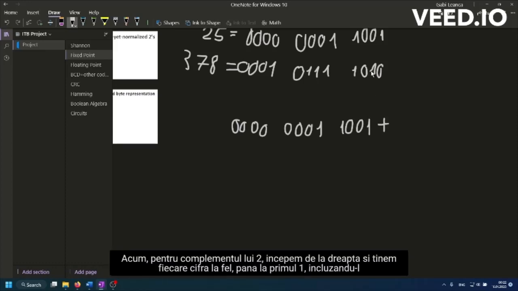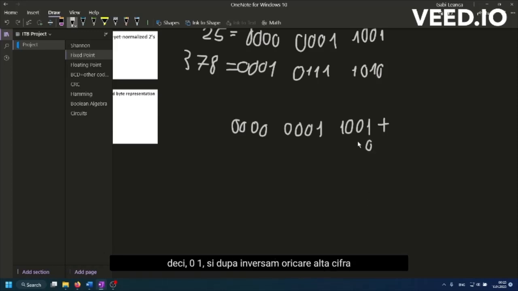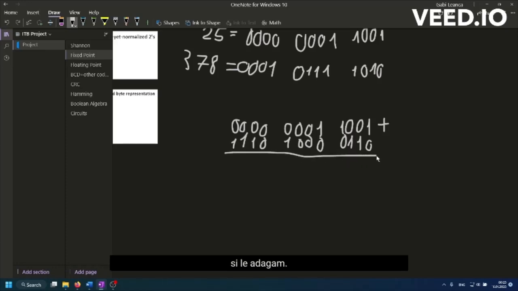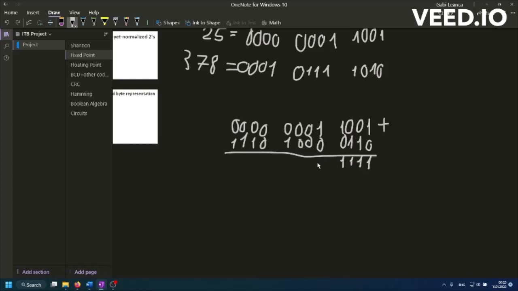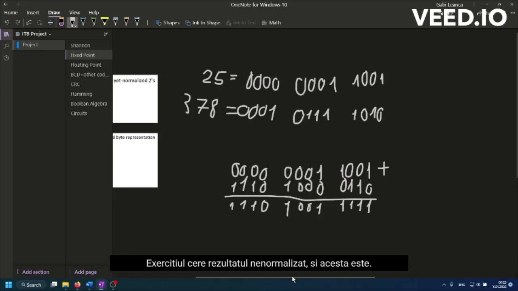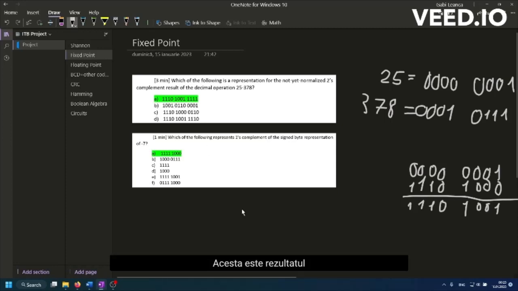And now for 2's complement, we start from the right and keep each digit the same until the first one, including the first one. So 0, 1. And then we invert each other digit. So 1, 0, 0, 0, 0, 1, 0, 1, 1, 1. And we add them up. 1, 1, 1, 1, 1, 0, 0, 1, 0, 1, 1, 1. The exercise asks for the unnormalized result, and this is it. Now let's see. This one is the result.